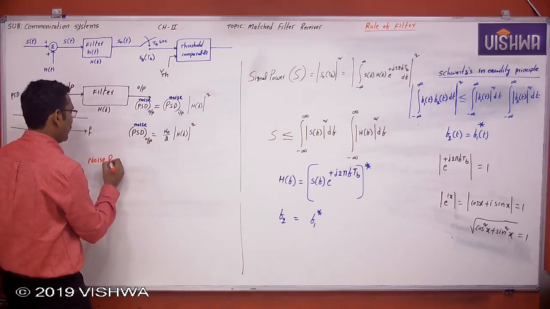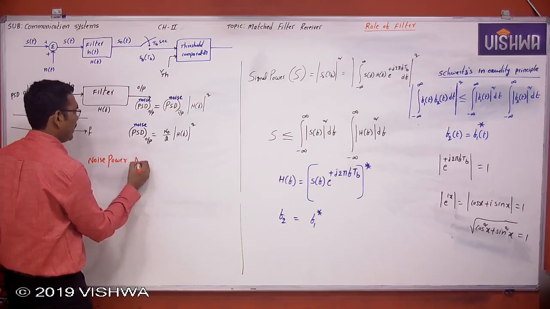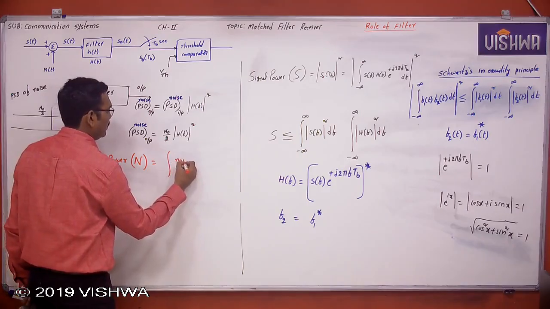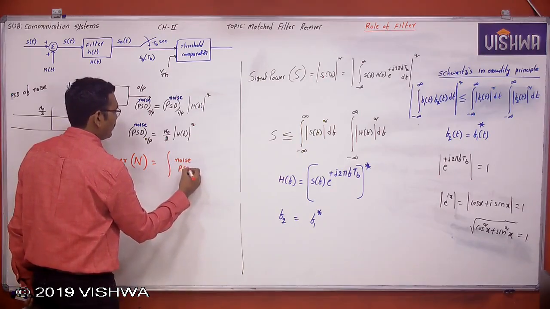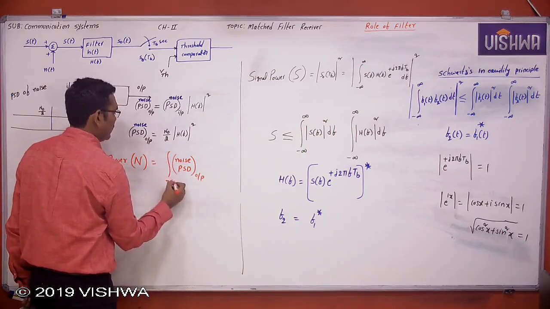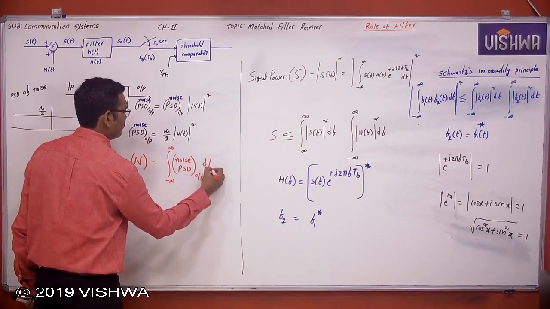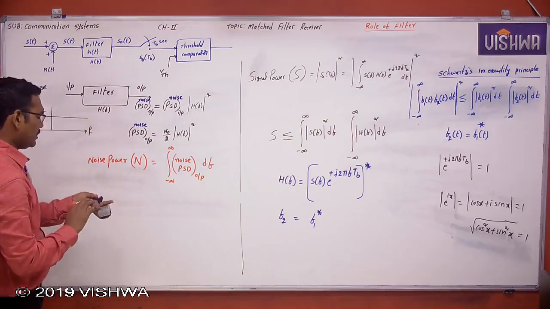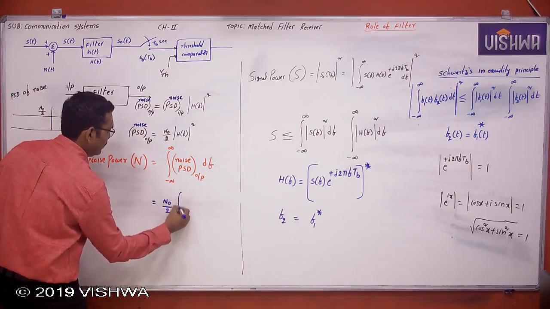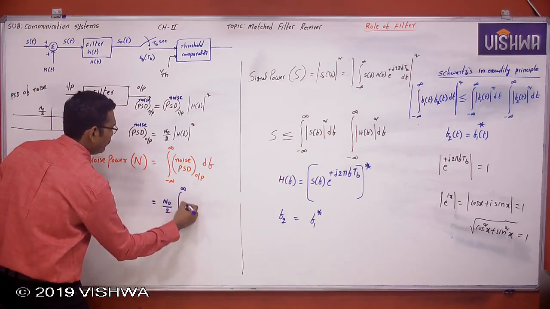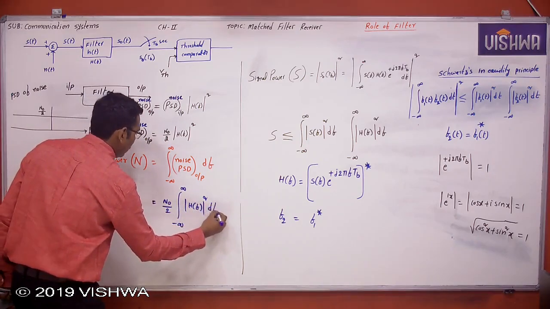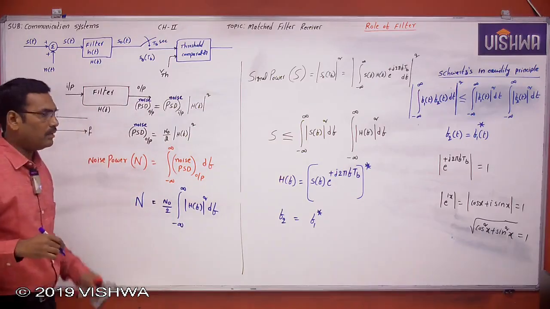This is the noise power, represented by capital N. The area under the power spectral density, the area under the noise power spectral density, is nothing but the noise power. Therefore, which is equal to N naught by 2 times the integration from minus infinity to infinity. Now, this is the magnitude of H of f square df. This is the noise power. Okay, note down.